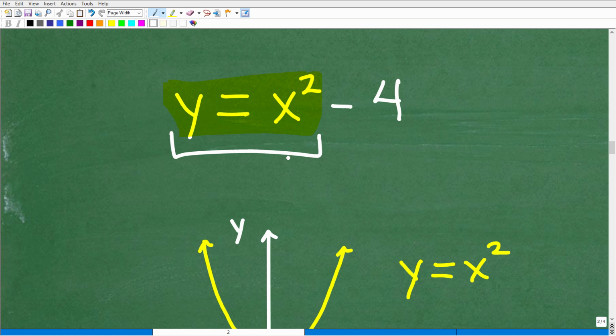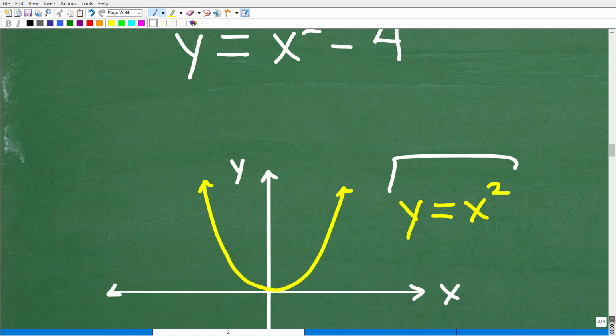But this is another thing about graphing functions in algebra. You need to understand the basic shape, and then you need to understand how to translate that shape. Again, we're talking about critical algebra skills that all of you need to know if you're at this level of mathematics. So let's talk about the basic shape of y equals x squared.